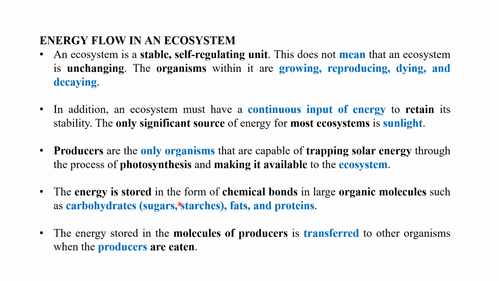The energy is stored in the form of chemical bonds in large organic molecules, such as carbohydrates like sugar, starch, fats, and proteins, right? So these are stored as energy. The energy stored in molecules of producers is transferred to the other organisms when the producers are eaten. As we know, producers are eaten by herbivores. Okay, so that is how the energy flow takes place in an ecosystem.